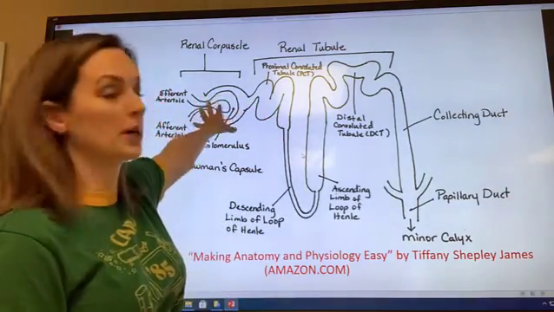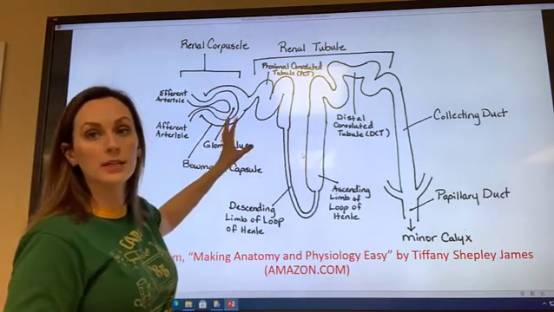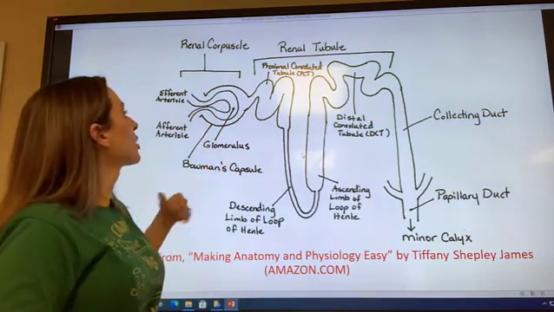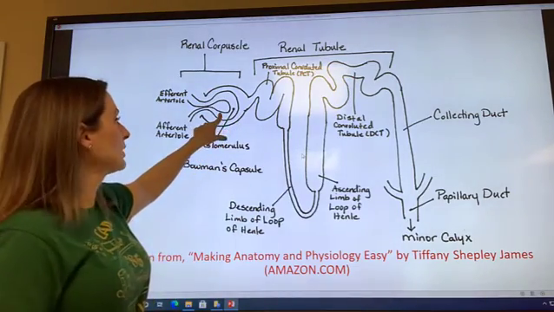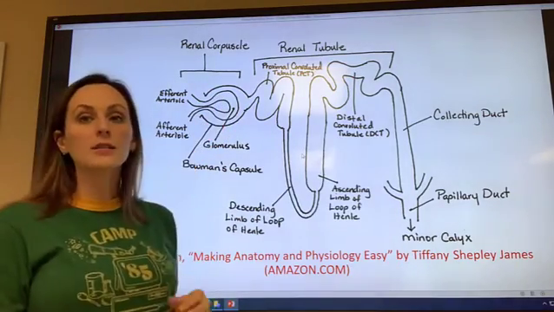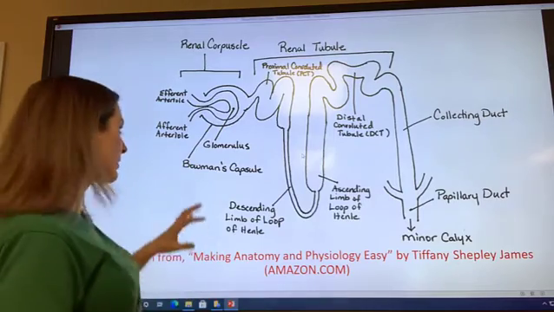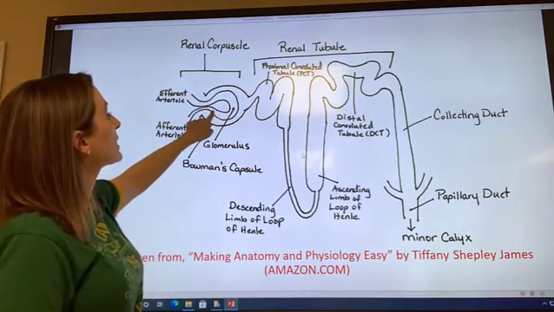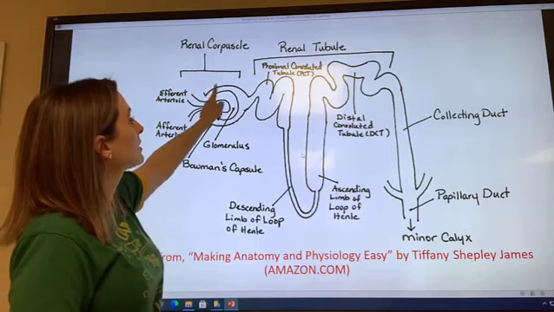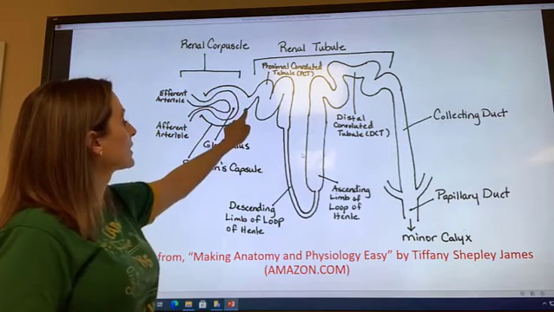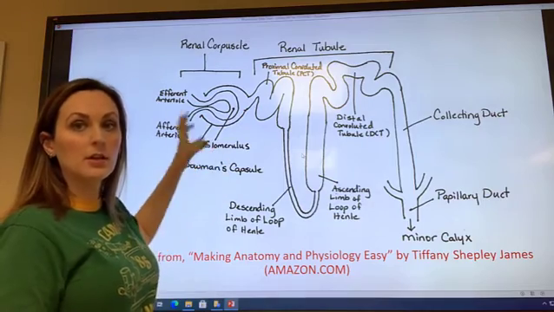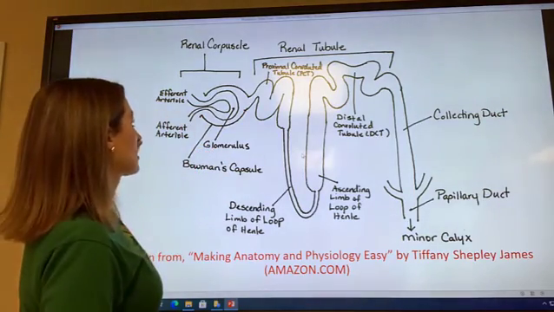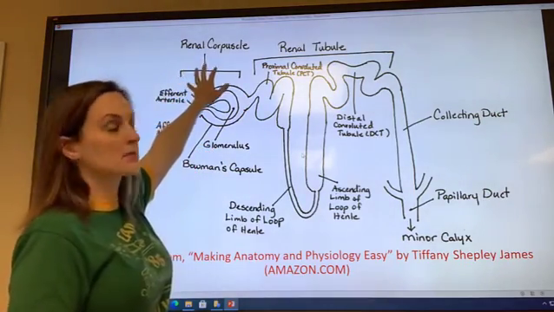So the renal corpuscle, let's go back and see what its components are. We've got the glomerulus, which is really best defined as a knot of capillaries. So it's a knot of capillaries known as the glomerulus. And then the fishbowl around it is known as the Bowman's capsule. So together they are the renal corpuscle.